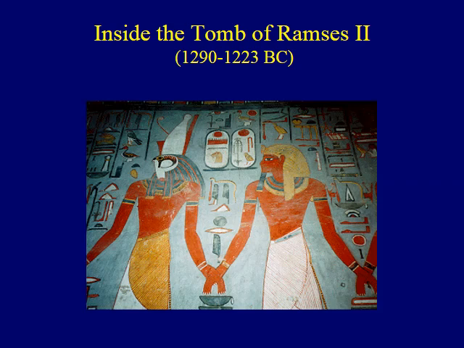The interior of many tombs included images like these. This is the tomb of Ramses II. It's believed that Ramses II was the pharaoh who's depicted in the Old Testament who had conflict with Moses.